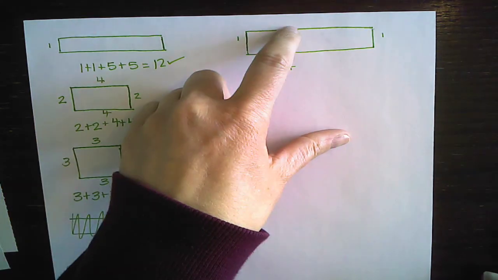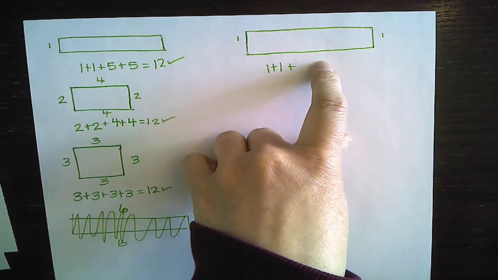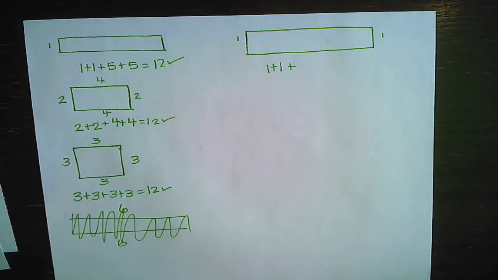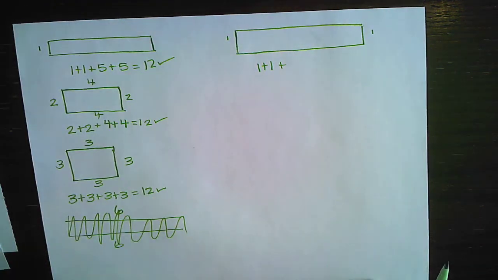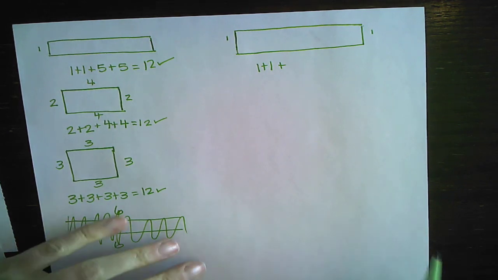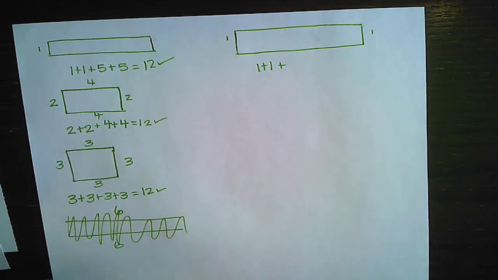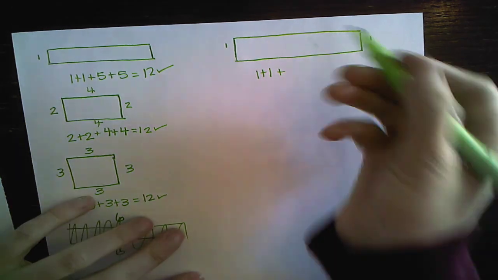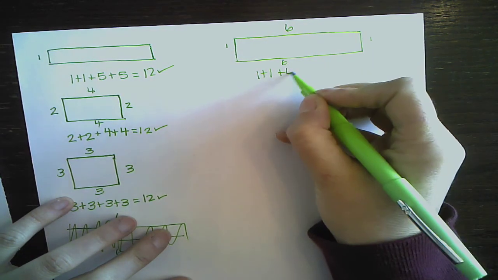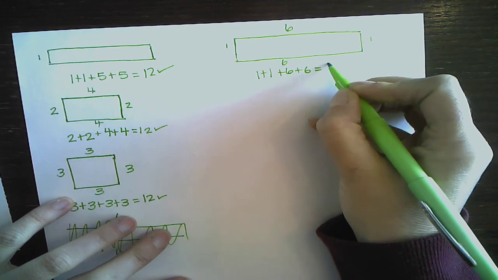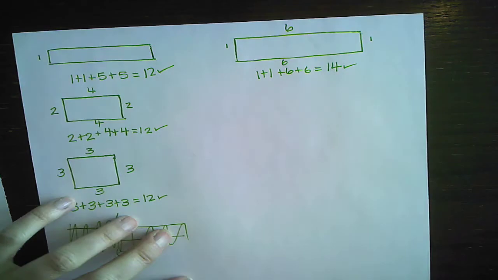I need to divide that 12 by 2 so that I have 2 even side lengths. I can't have a 7 up here and a 5 down here, even though those equal 12. That's not going to work, right? Whatever this side is, this side must be the same. So I divide 12 by 2 and I get, yes, 6. So 1 plus 1 plus 6 plus 6 equals 14.